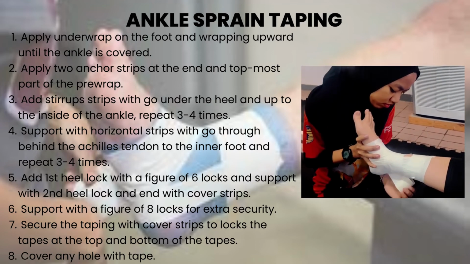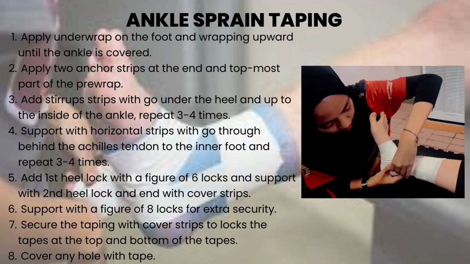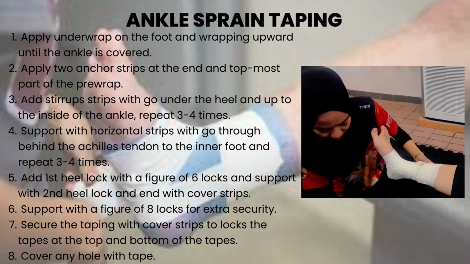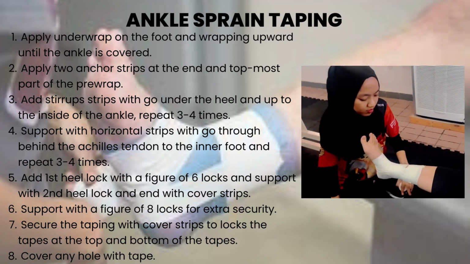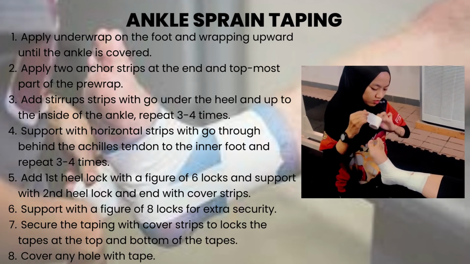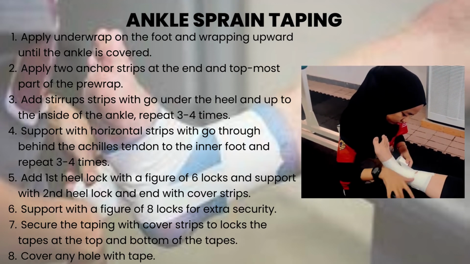Go around the Achilles tendon, passing through the medial malleolus, which is the inside of the ankle bone, and go around the lower leg again. Tear off the tape and secure to the lateral, which is the outside of the leg. Support the first heel lock with a second heel lock with the same procedure and with a cover strip.